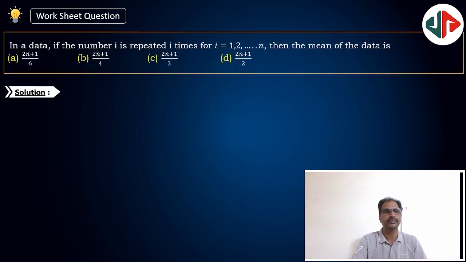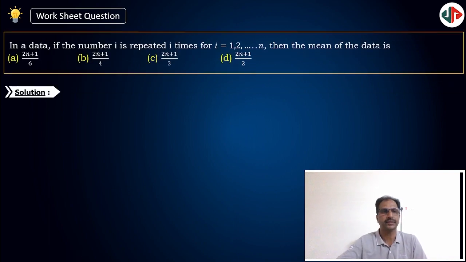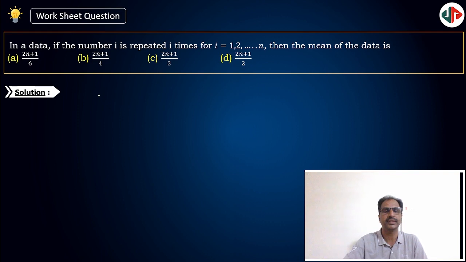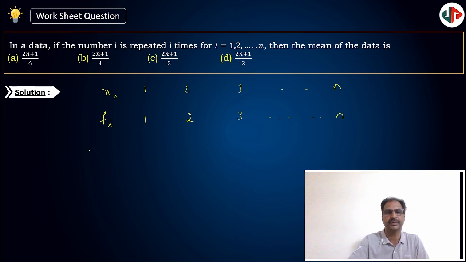Let us do worksheet questions from statistics. In a data, if the number i is repeated i times, it means 1 is repeated one time, 2 is repeated 2 times, 3 is repeated 3 times. So frequency of 1 is 1, frequency of 2 is 2, frequency of 3 is 3, and frequency of n is n.